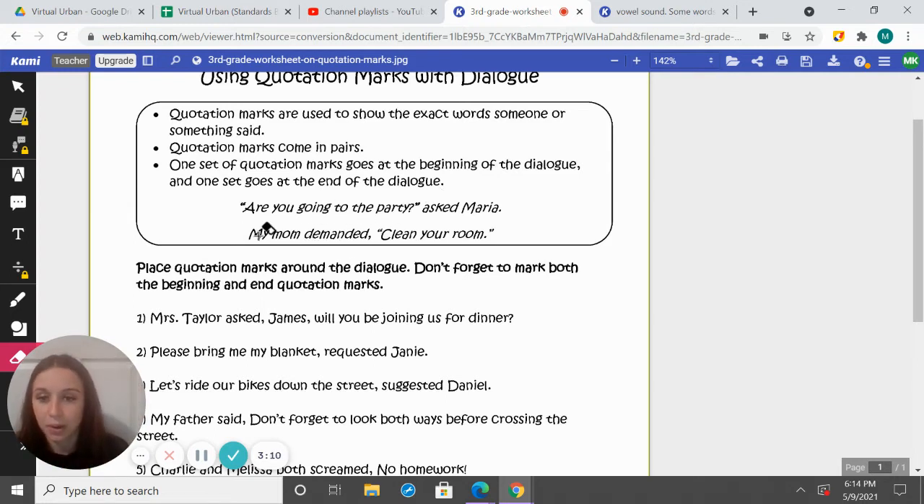Let's look at this next one. My mom demanded, "Clean your room." So we can see here that mom's demanding, these words are from mom's mouth, and mom said, "Clean your room." So we know we need to put our quotation marks around what was being said. One at the beginning, one at the end. So the first thing mom said was "clean," so we put our quotation marks there, our first set of the pair, and then we close it off, "room" was the last thing she said. But remember what I said, the last quotation mark that we're putting, the punctuation that comes with it gets enclosed in there. So "room," and then we put our quotation mark after the period.